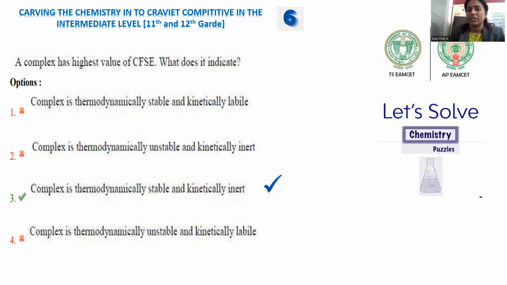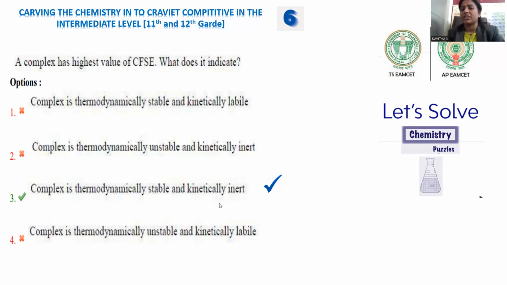This will be the last question of the session, where it is given from coordination compounds of inorganic chemistry, crystal field stabilization energy. CFSE stands for what? Crystal field stabilization energy. A complex has the highest value of CFSE. What does it indicate? If the CFSE value is higher, then what kind of impact will it possess? Let's see. Whenever CFSE values are larger, the complex will be thermodynamically stable and kinetically inert in nature. So this is the right answer for question number 6.